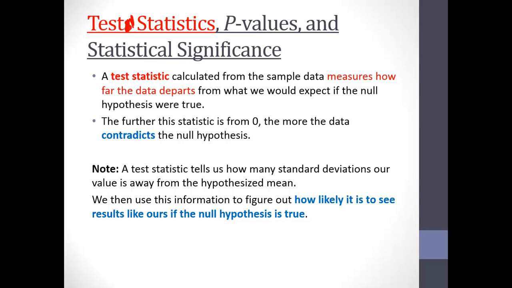Our definition for a test statistic is that it's something we calculate from the sample data, and it measures how far the data departs from what we would expect if the null hypothesis were true. The usual procedure for a hypothesis test is you start out assuming that the null hypothesis is true, and go from there. So the test statistic simply measures how far the data departs from what we would expect if the null hypothesis were true. If the statistic is a lot bigger than 0 or a lot smaller than 0, that's going to contradict what we would expect.